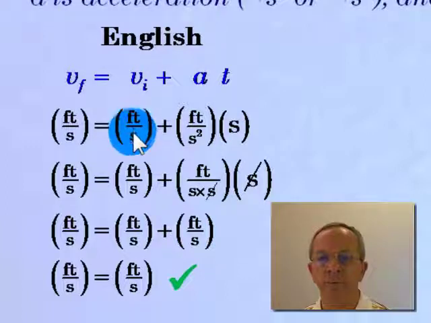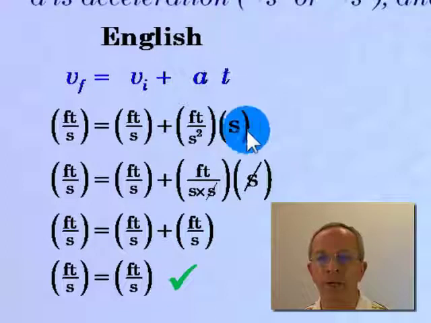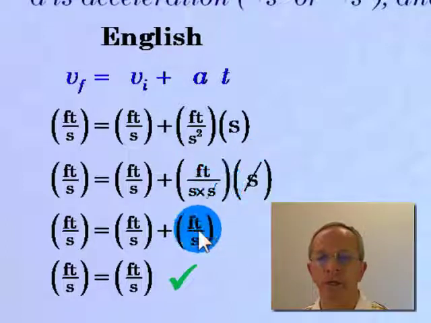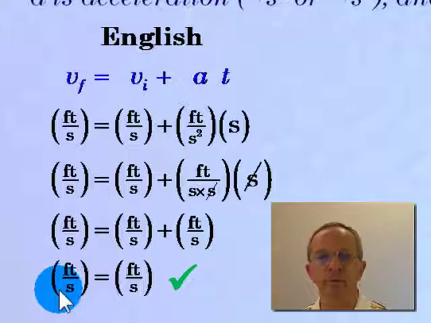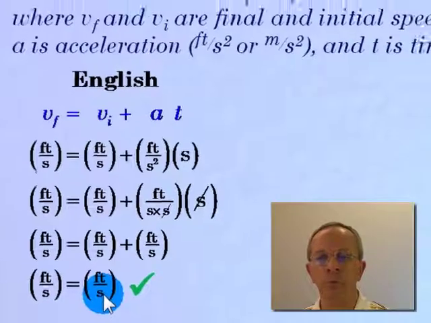So in English, the way that would work is you would substitute in those units for V, feet per second, and acceleration is feet per second squared, and time is in seconds. And you can see that as you expand out the second squared, one of those seconds will cancel, and you'll end up with feet per second plus feet per second, which of course is a feet per second value. And so you'll have feet per second on the left side of the equal sign, and feet per second on the right side of the equal sign, which is a good result.